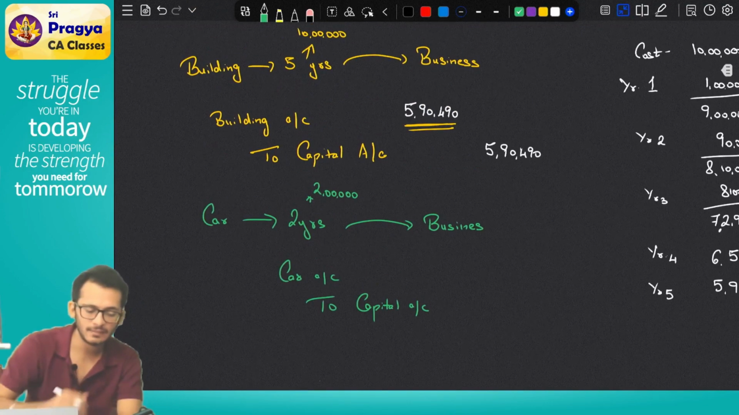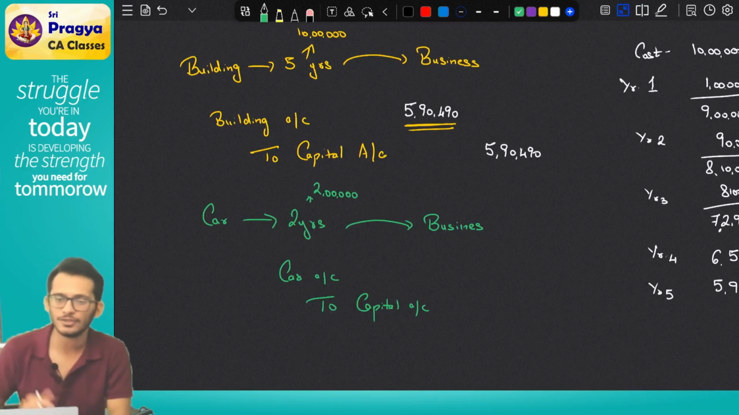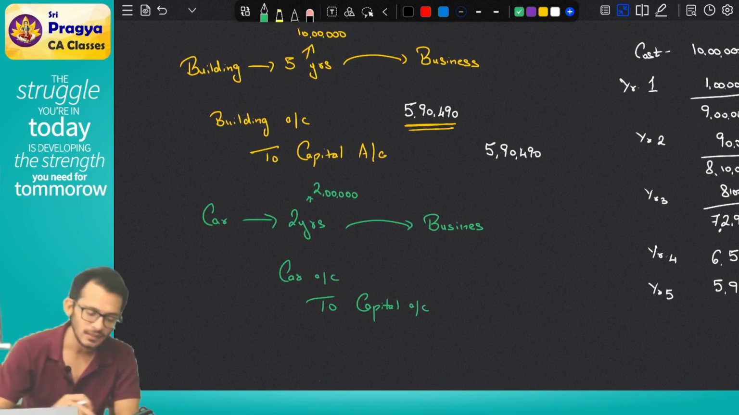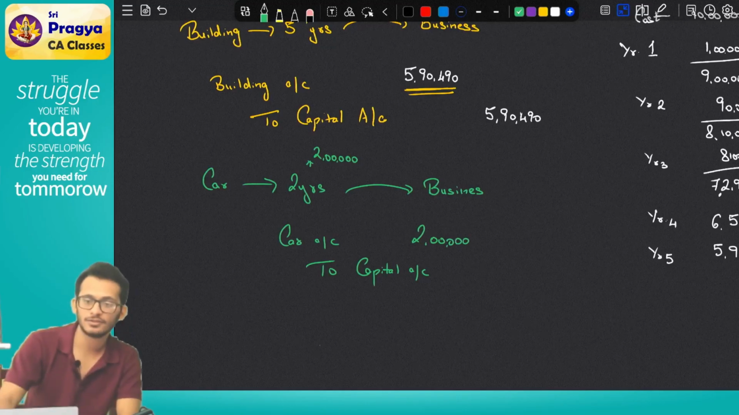The question which then came up is, Rahul, how do you value this now? You may think that I can again do the same model. Income tax has only notified the model for building. He has not notified it for any other asset, which means in this case, you can actually claim depreciation on the whole 2 lakhs.